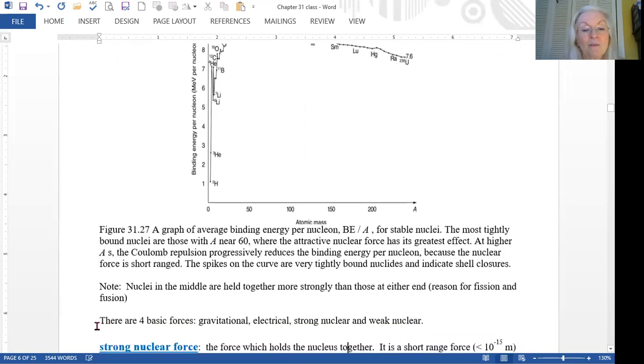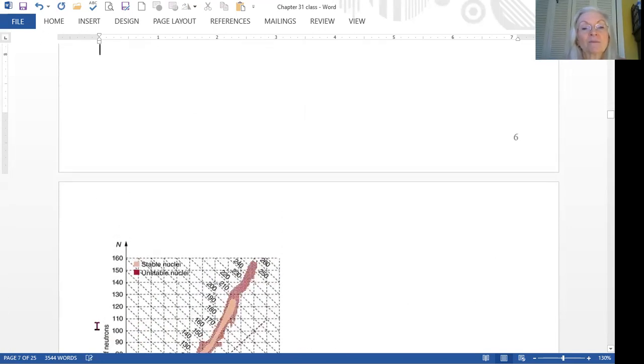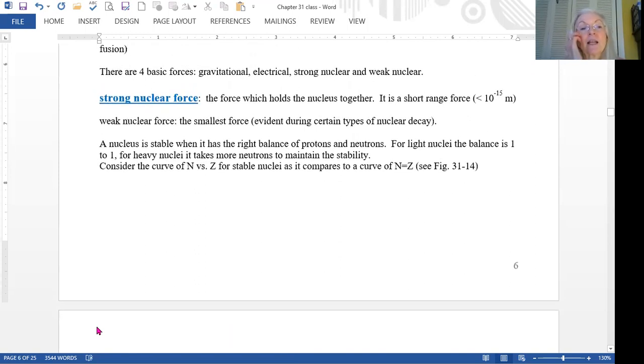We have 4 basic forces. We have the gravitational force, the electrical force, the strong nuclear force, and the weak nuclear force. So the strong nuclear force is the force that holds the nucleus together. It's a short range force. The weak nuclear force is the smallest force, and you see it in certain types of nuclear decay. We'll talk about that in the subsequent videos. And you're already familiar with gravitational and electrical forces.